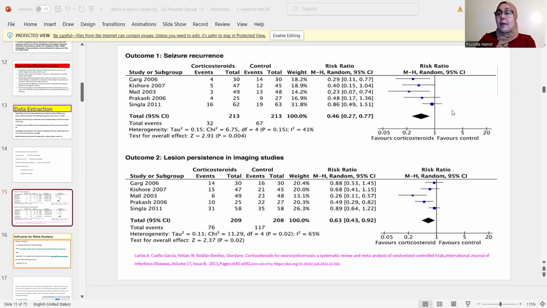If it crosses the line, if this diamond shape crosses the line, then corticosteroid equal to the control arm, and this intervention is of no value. And this meta-analysis, it is not of any statistical significance.